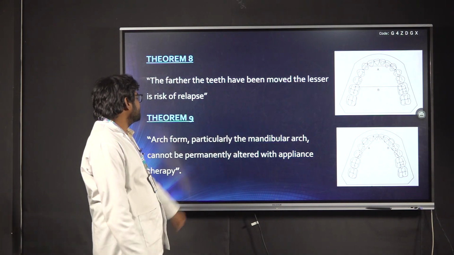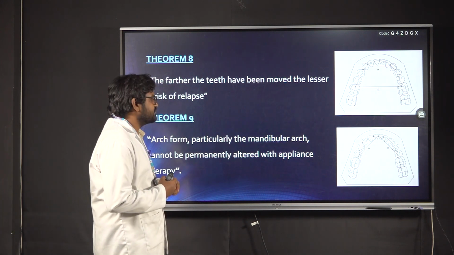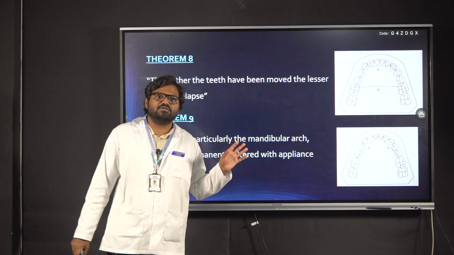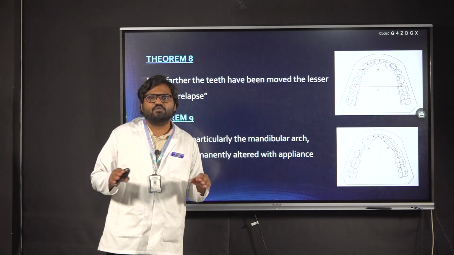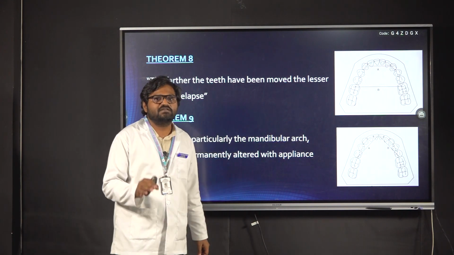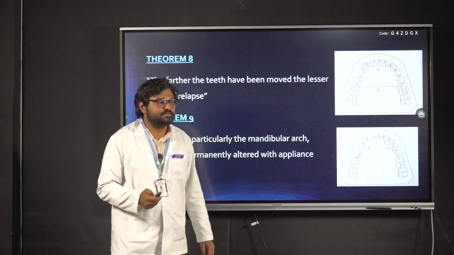And next is theorem 9. Arch form, particularly the mandibular arch, cannot be permanently altered with appliance therapy. Yes, in the maxillary arch, to some extent you can alter it, but usually the arch form is genetically predetermined. So whatever predetermined arch form is there for the patient, you can't alter it. If you try to alter it, obviously there will be a relapse.